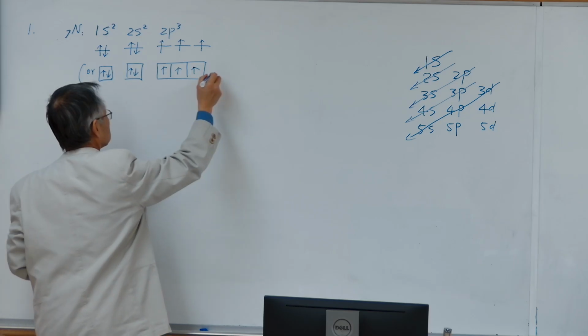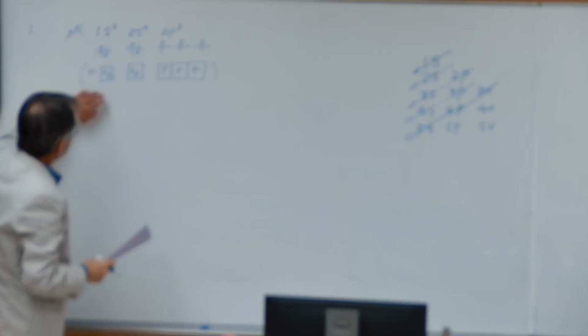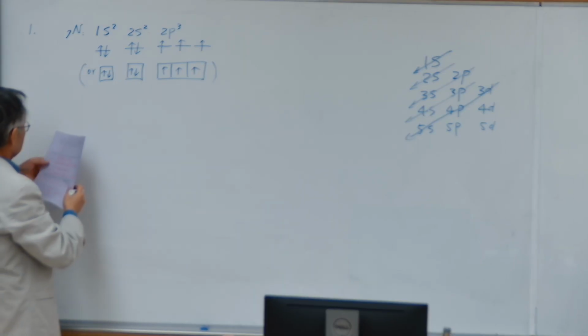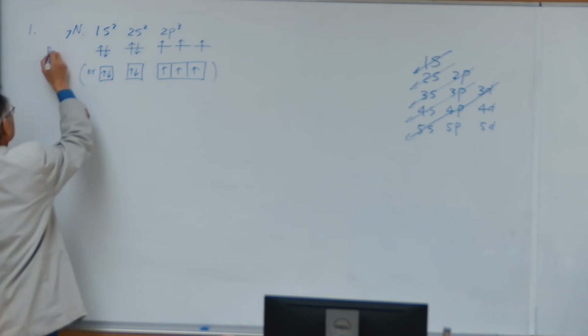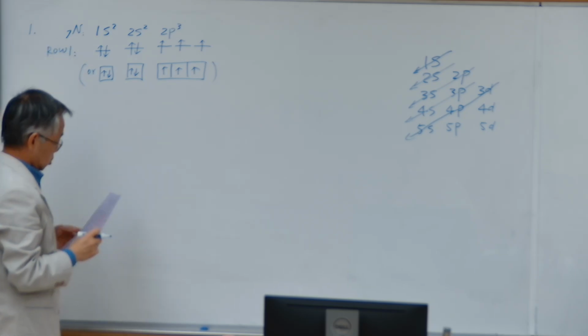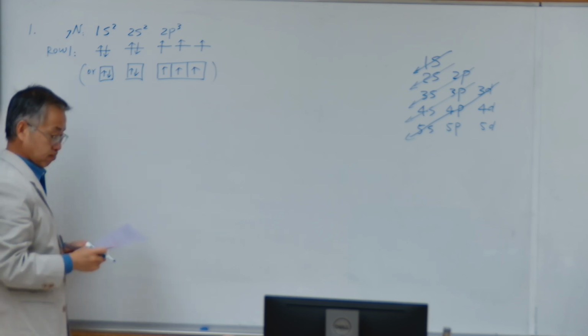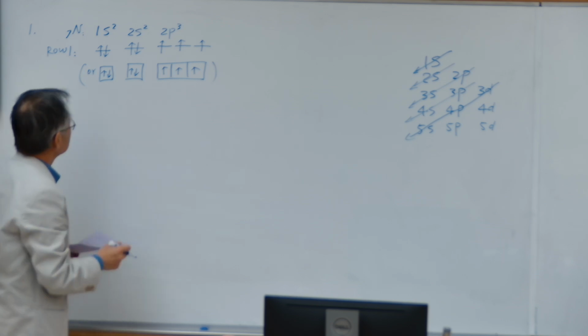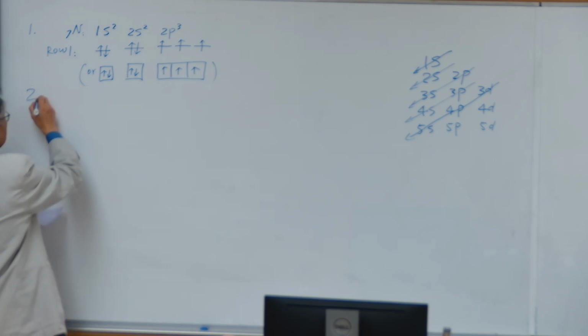So either this way or this way. So this way is rule 1. So the correct answer is rule 1. Okay. Then question 2.